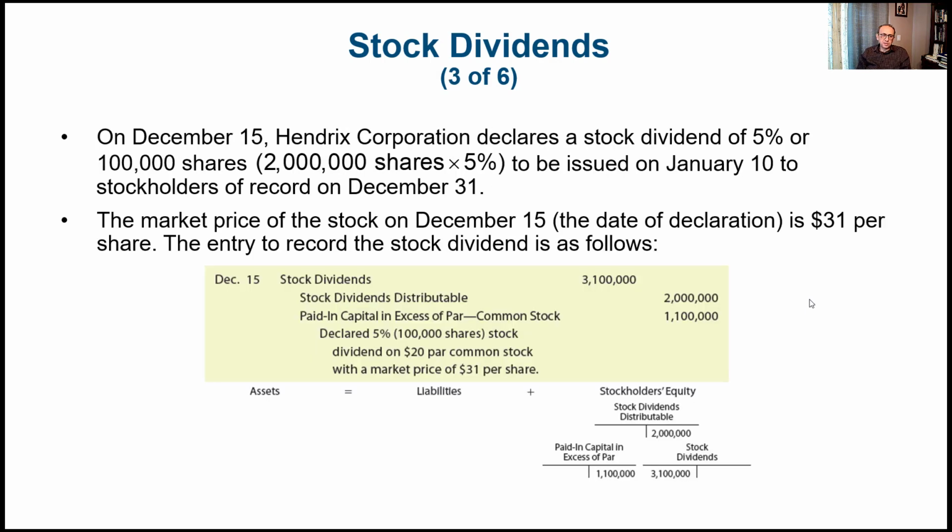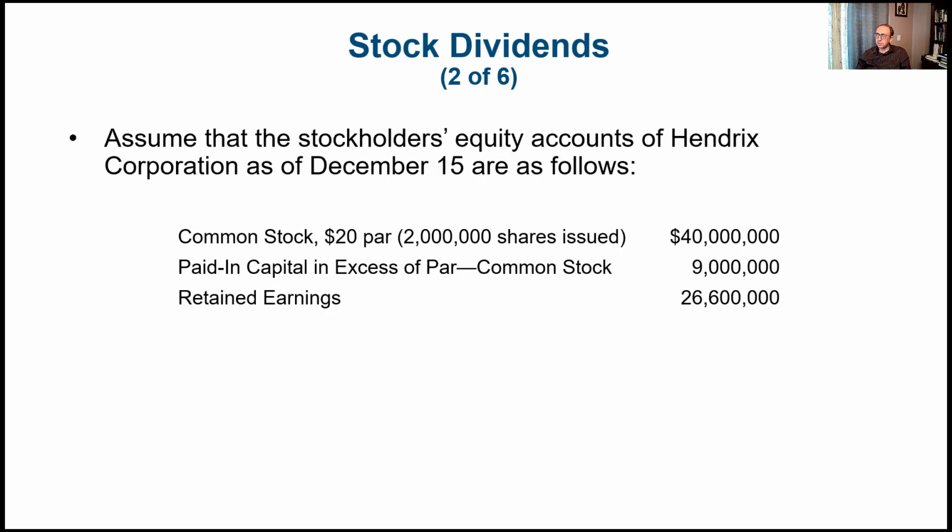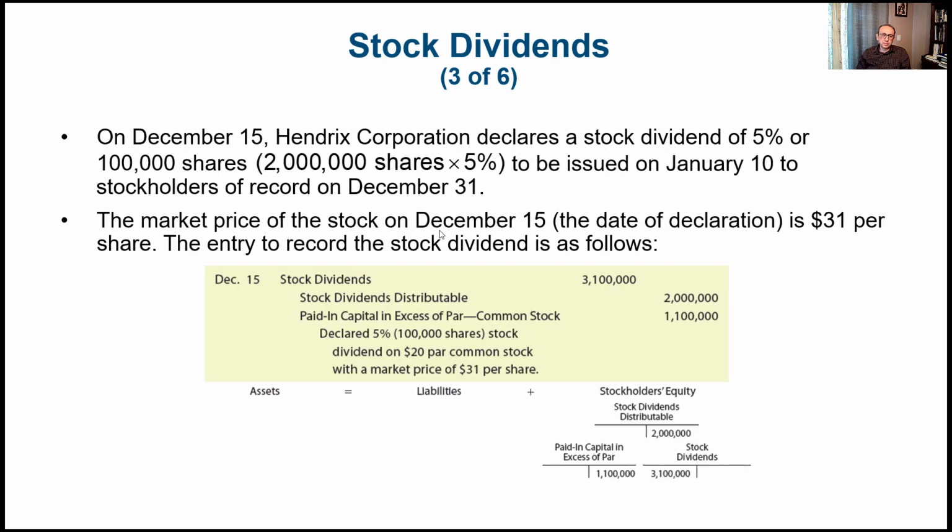So on December 15th, Hendricks Corporation declares a stock dividend of 5% or 100,000 shares, which is calculated as 2 million multiplied by 5%. So remember, we have 2 million shares of common stock. So 2 million multiplied by 5% to be issued on January 10th to stockholders of record on December 31st. So the market price of the stock on December 15th, which is the date of declaration, is $31 per share.